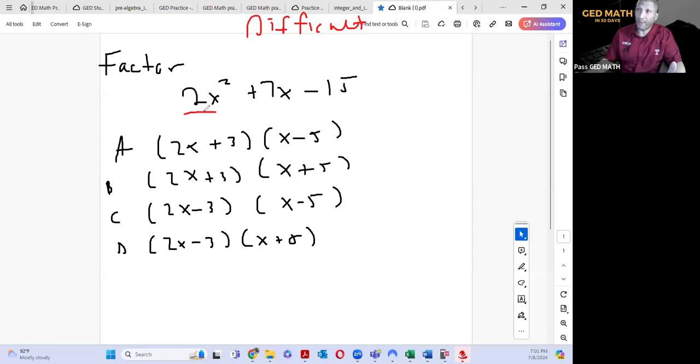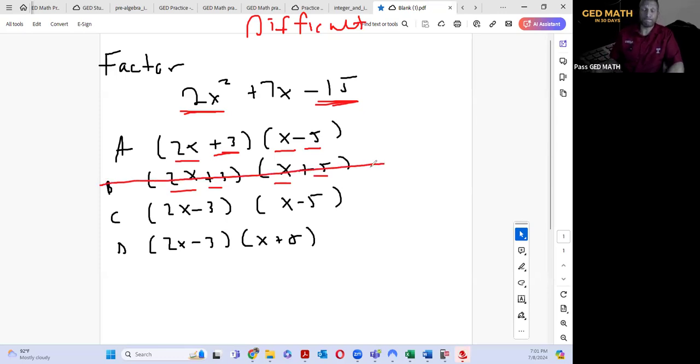First of all, my first term is 2x squared. My last term is minus 15. So 2x times x is 2x squared, plus 3 times minus 5 is negative 15. So A is a possibility. 2x times x is 2x squared, 3 times 5 is a positive 15. It cannot be B. 2x times x is 2x squared, minus 3 times minus 5 is a positive 15. It cannot be C. So right away, we were able to eliminate two just by knowing the first and last terms.